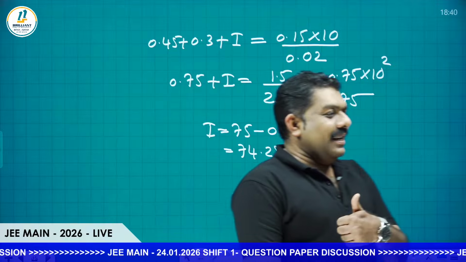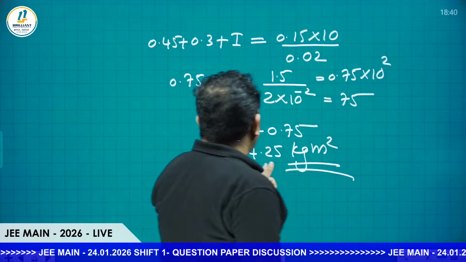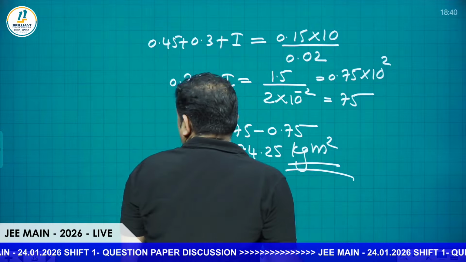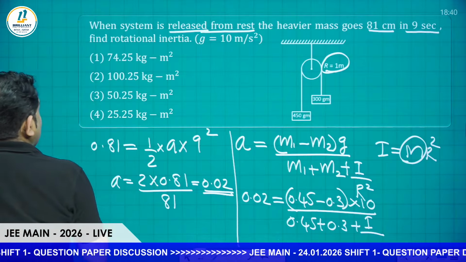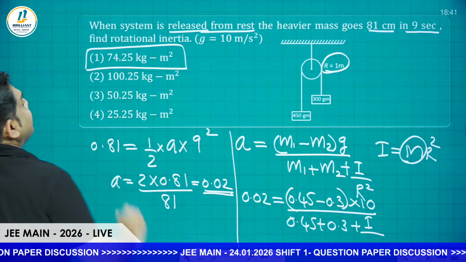So the moment of inertia is equal to 74.25 kilogram meter square. So option 1 is the right answer.